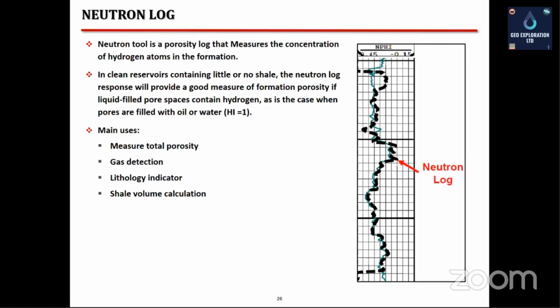The figure is a typical neutron log with the scale being from 0.45 to -1.5.